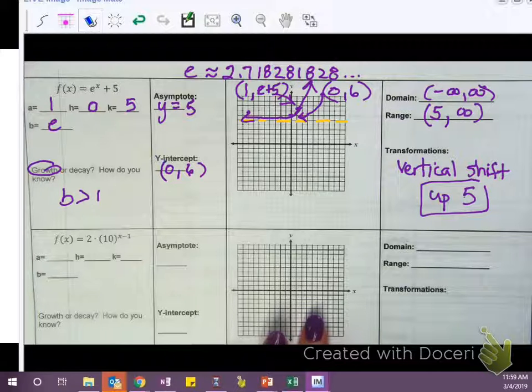How would you do a horizontal shift on that, on exponents? You put the minus h up there with the exponent. Okay, so I'm going to leave this next one for you to do. It's similar to this one.